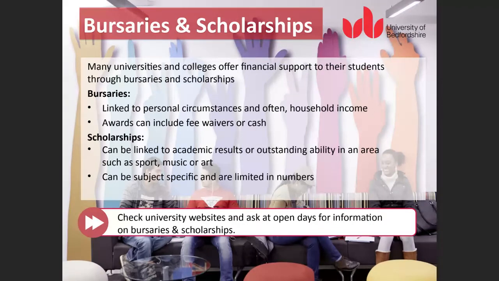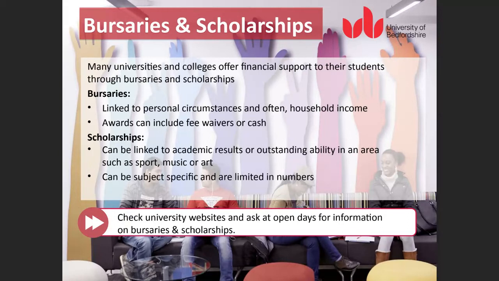The next element of student finance are bursaries and scholarships. Bursaries are linked to personal circumstances, sometimes may include means testing and household income assessment, but not always. Usually bursaries are cash or money paid directly to the student, but there can be other financial incentives or support available in terms of fee waivers or maybe accommodation discounts.